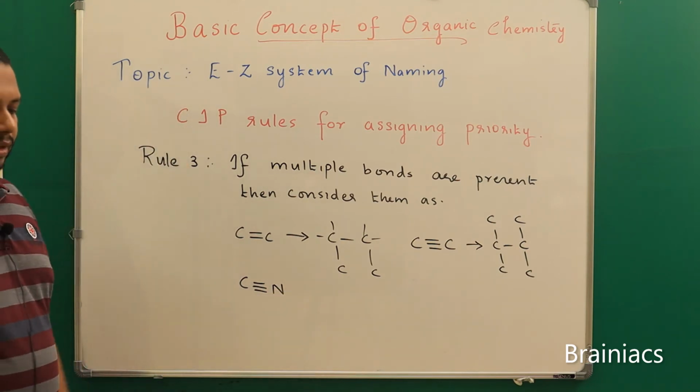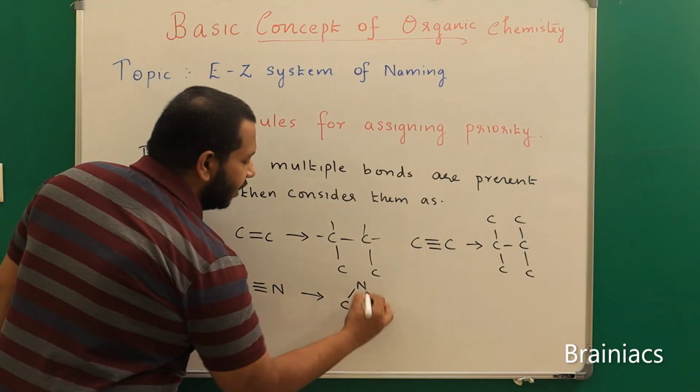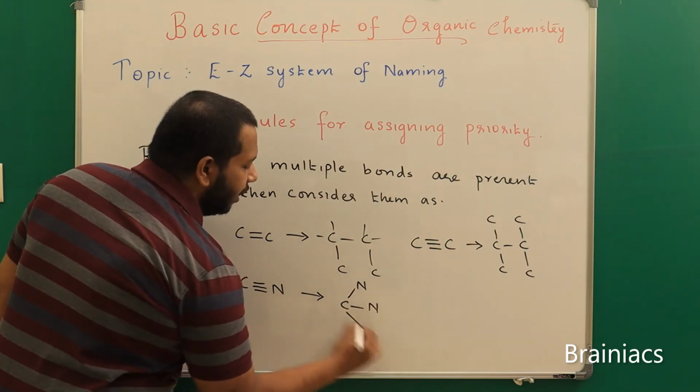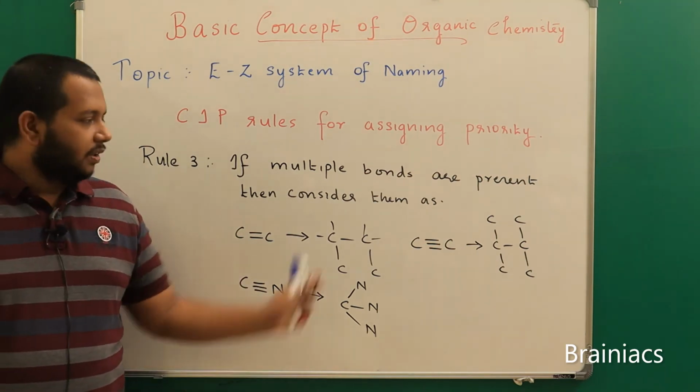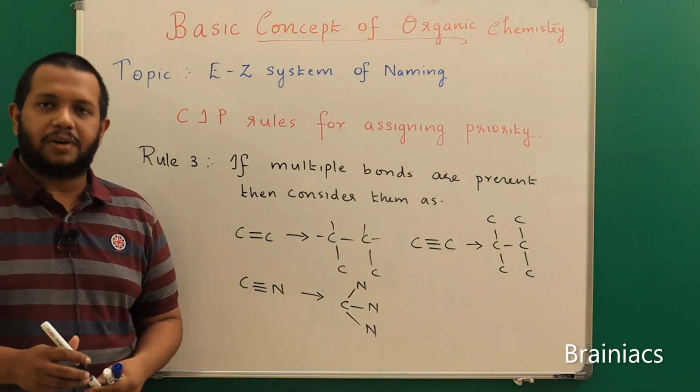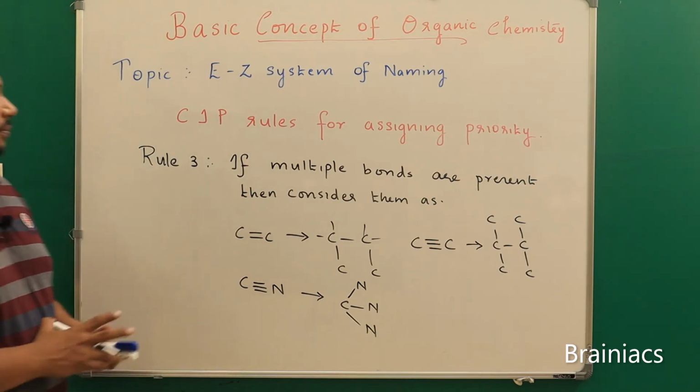You have a situation. In this case, you can consider this as C, one valency connected to N, another valency connected to N, and another valency connected to N. You can consider like this. All these are examples. We will see one question to understand more of the same. Then it becomes clear for you.